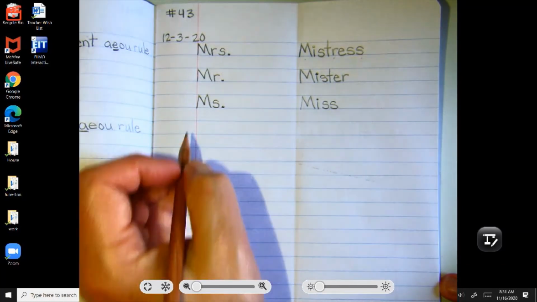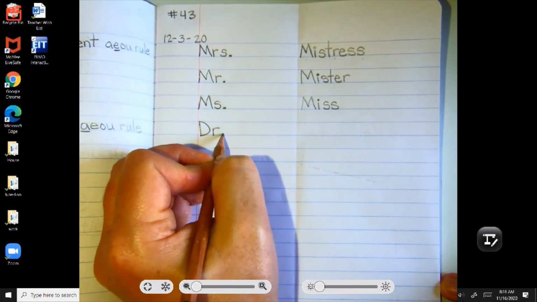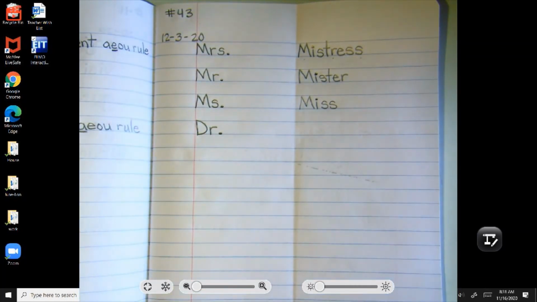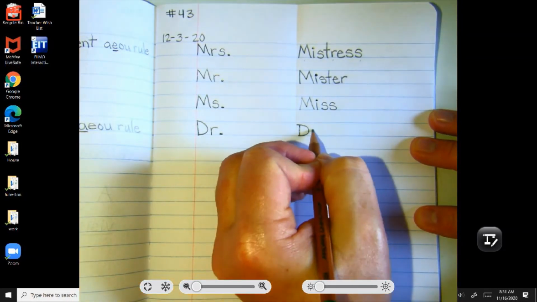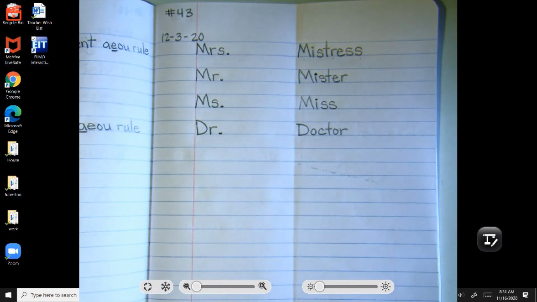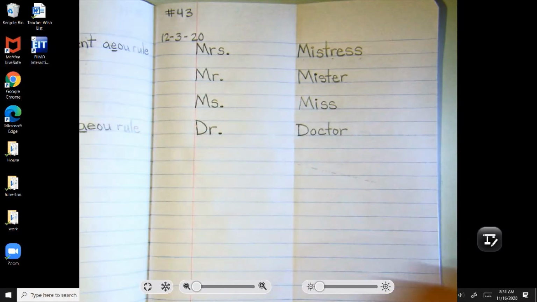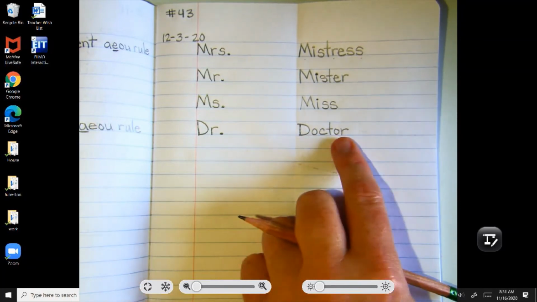Then our last abbreviation does not start with an M. Capital D, R, period. Take a quick moment. Do you know for what this abbreviation stands? I bet you do. This is the abbreviation for doctor. So if you go to see Dr. Miller, or upstairs there's a teacher who is Dr. Burrows. Doctor. Capital D, R, period. And again, you can see the letters D and R.